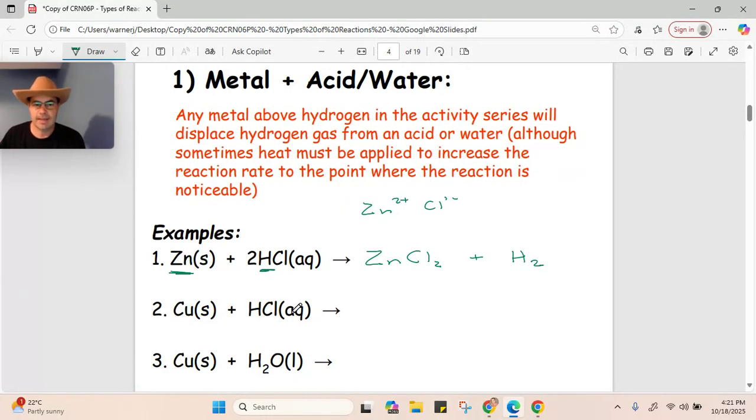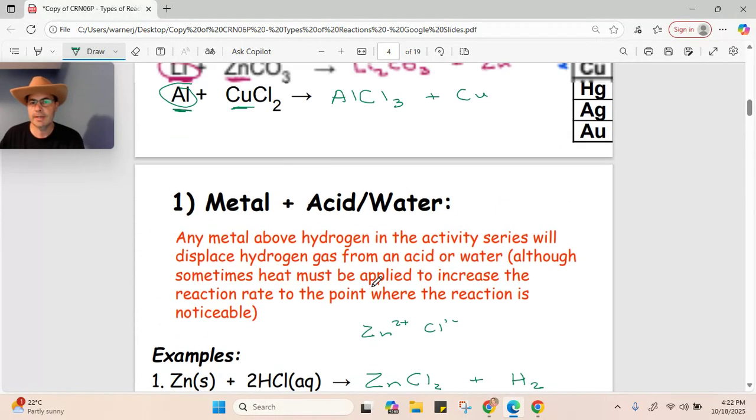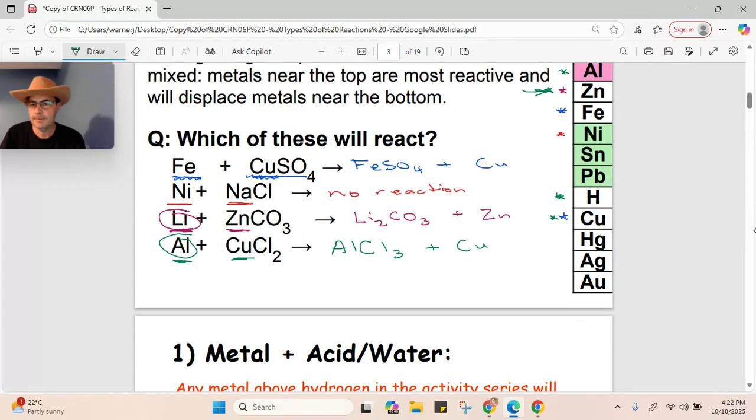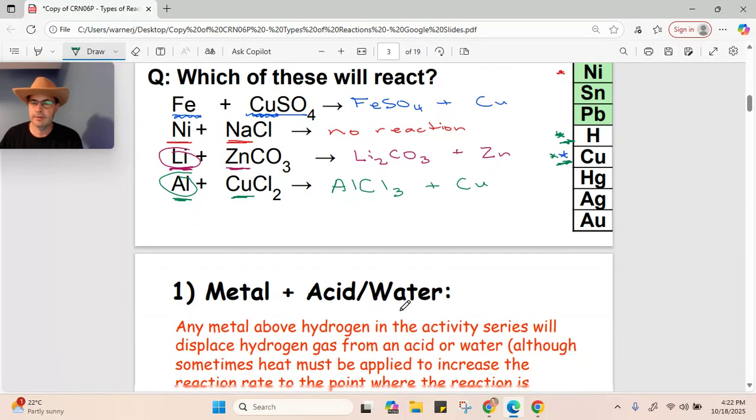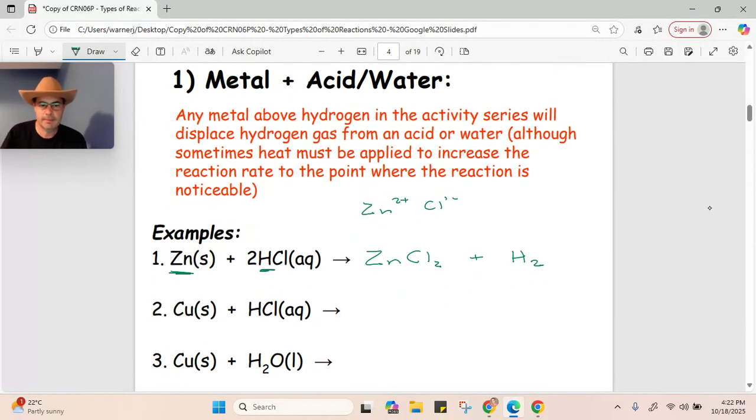All right, let's look at copper solid and hydrochloric acid. So copper is below hydrogen, right? So there's copper and there's hydrogen. So hydrogen is higher on that list than copper. That means hydrogen wants to stay in the compound. So this is going to be a scenario where we get no reaction occurring.